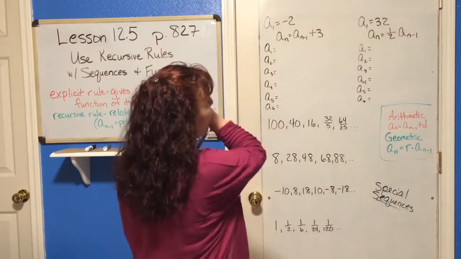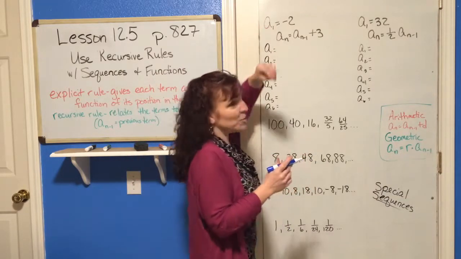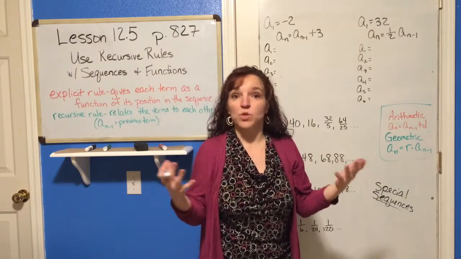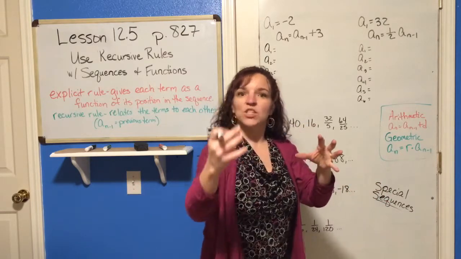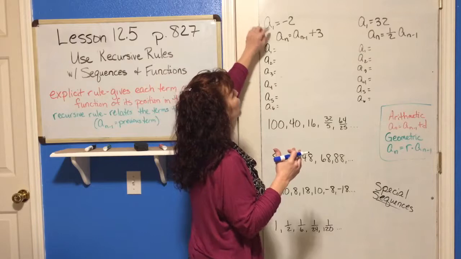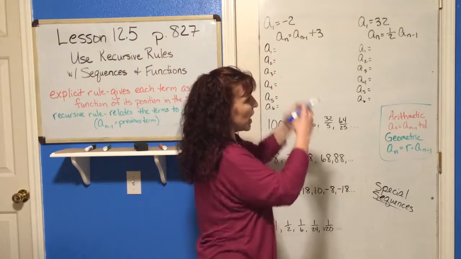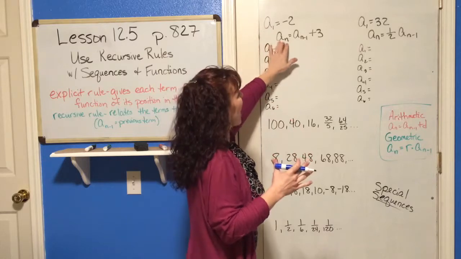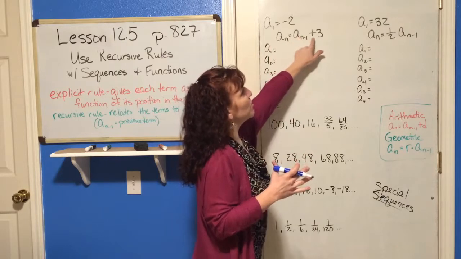So what a recursive rule might look like is this. In a recursive rule, we have to be given the initial amount, because remember before, we always started with 1, and so we knew the first number in a sequence was 1, and so each term was related to its position in that sequence. So now we're going to say the first position is negative 2. So your initial amount is negative 2. And after that, we can use this as a starting point, and our term is going to be the previous term, so a sub n minus 1, the previous term plus 3.